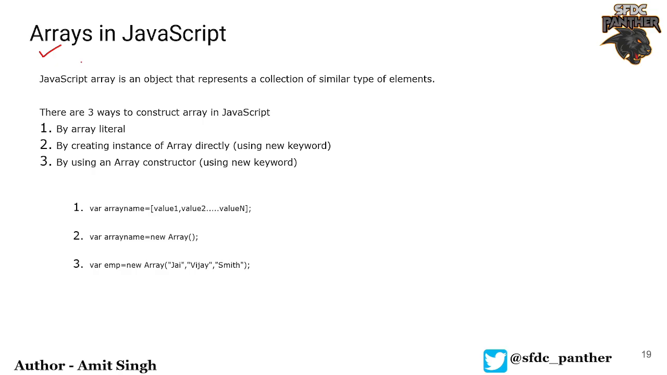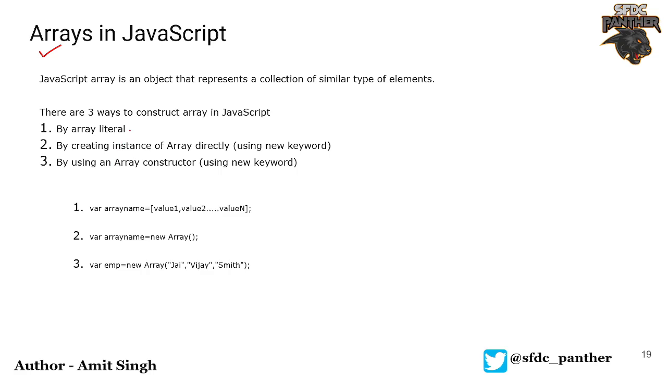If we talk about, like, we have got fruits, right? We want to have the data for multiple fruits like apple, bananas, grapes, or some other fruits. We can just put them inside a single array. To create an array, there are basically three different ways.